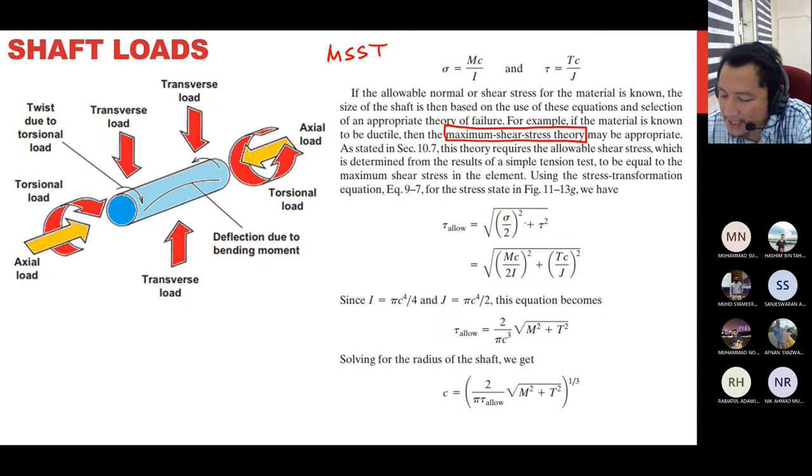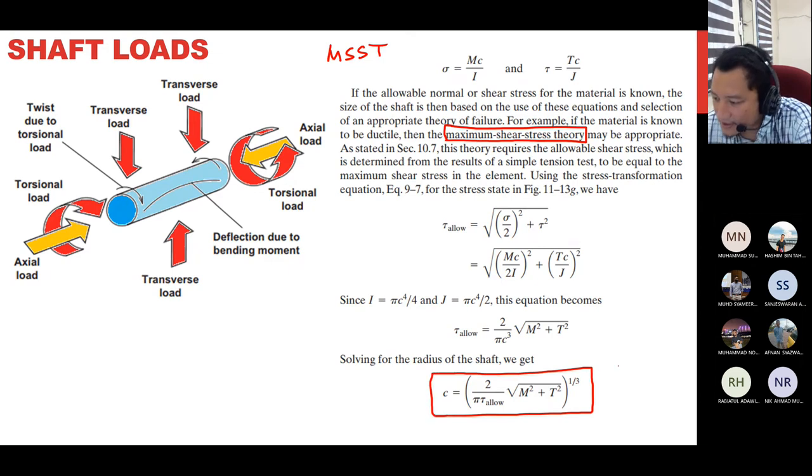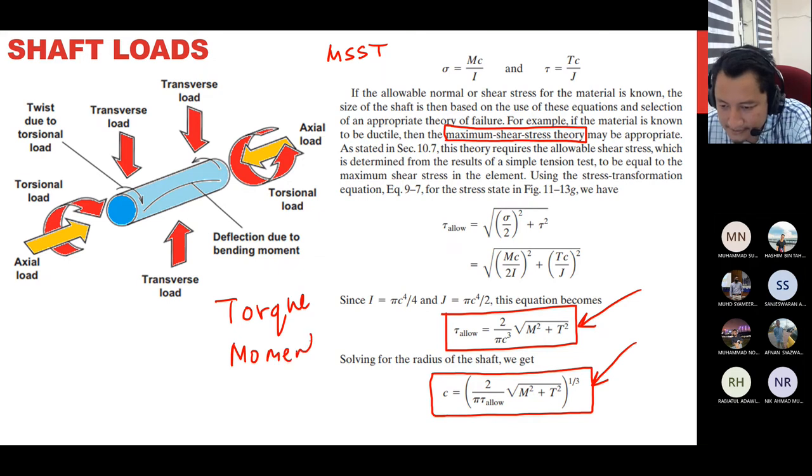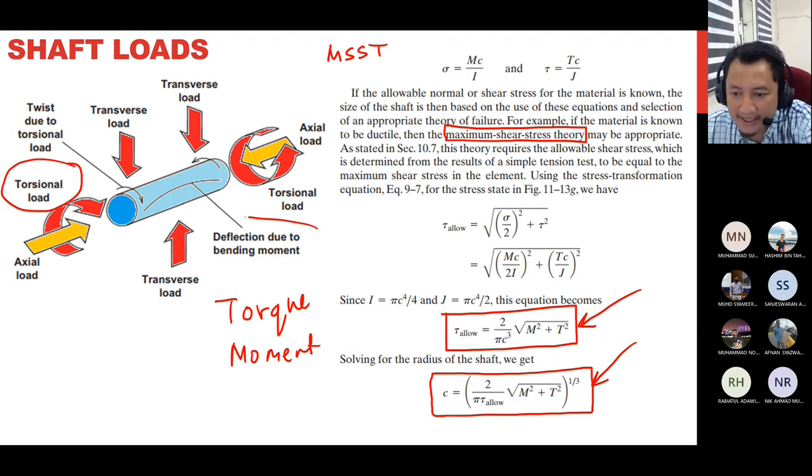So we can write down the formula. And the diameter, you can get from this formula lah. So we are going to apply this formula, or you can apply this formula. These two things lah. So these two things, they consider dua benda lah, which is torque and also moment M. So meaning they consider torque, torsional load, and also the bending moment. Adakah dia consider axial load? Not likely lah. Dia tak consider axial load lah. Kalau dalam formula ni, kita tak masukkan lah axial load tu.